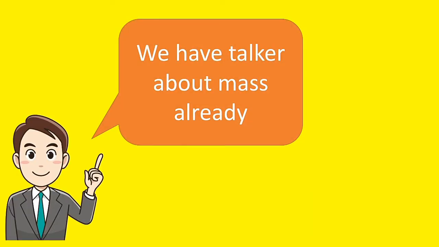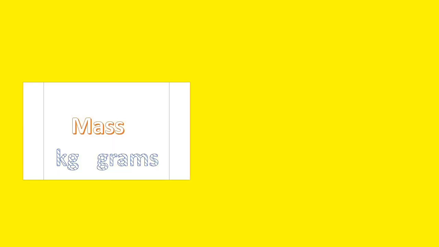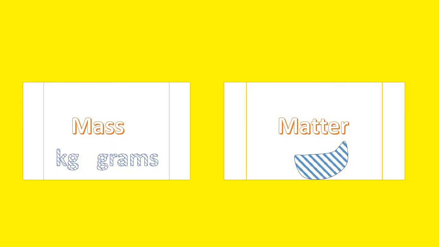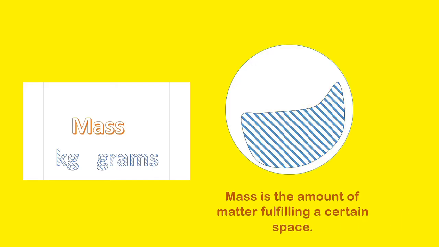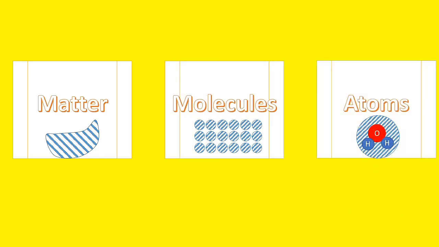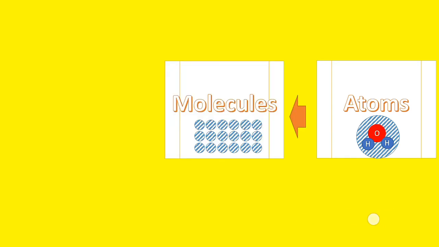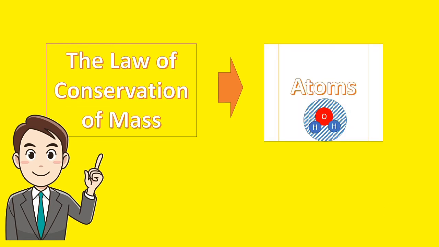We have talked about the mass already, but not enough. Talking about mass means that we also talk about matter, because mass is the amount of matter that fulfills a certain space. If we talk about matter, it means that we also talk about molecules and atoms. Since atoms make up molecules, which make up matter, and matter amount is mass, the law of conservation of mass is also obeyed by atoms.